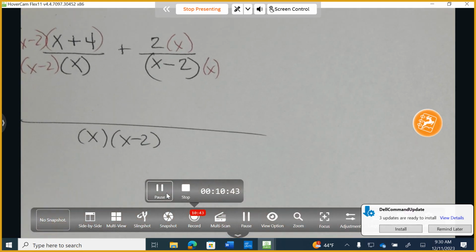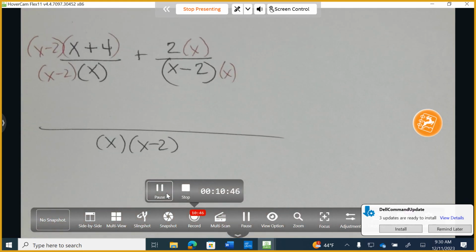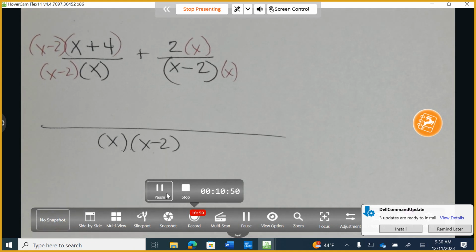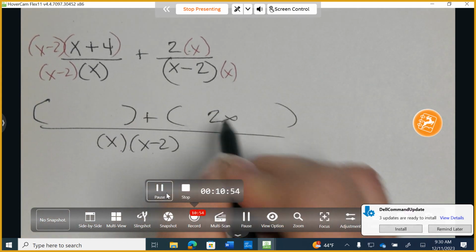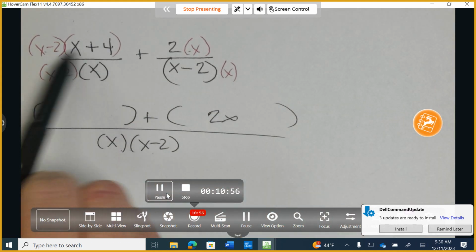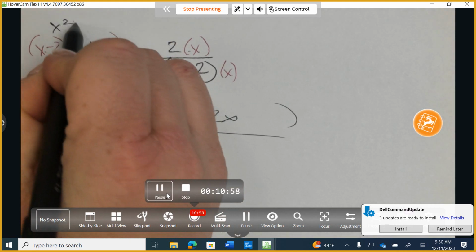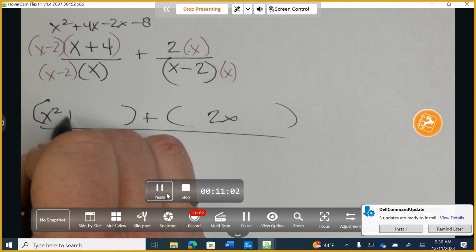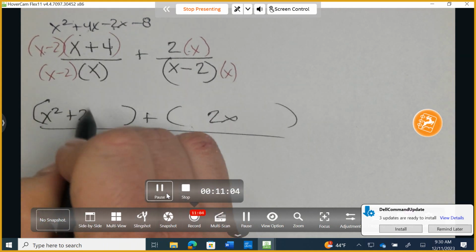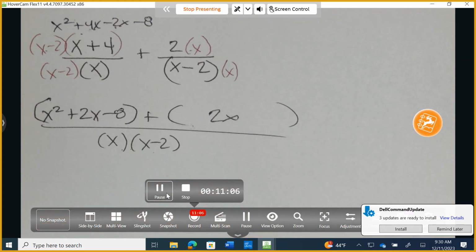Whether you put the single x first or the quantity x minus 2 first, it doesn't matter, as long as they're both written on the bottom, they're being multiplied. Now, I have two quantities separated by an addition sign. The right-hand side is pretty easy, it's a 2x. I'm going to go through and FOIL this. I'm going to get x squared plus 4x minus 2x minus 8. And when I combine like terms, I get x squared plus 2x minus 8.